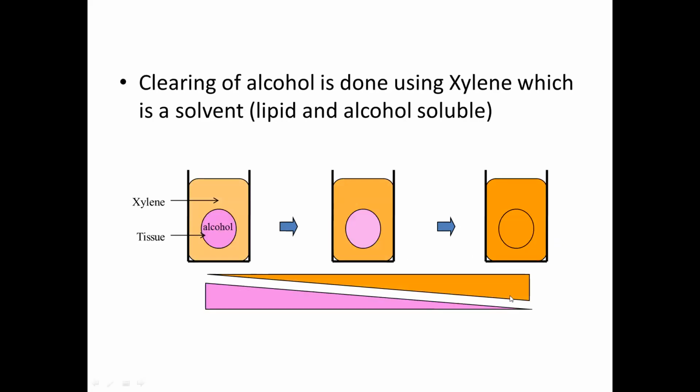Then we use what is called a clearing agent to clear the alcohol used, and the chemical we use here is called xylene. Xylene is a bit of a dangerous chemical and you have to use it in a proper lab under what is called a fume hood. What this does is to remove the alcohol. So we put the tissue which has 100% alcohol inside it into a solution of xylene. We replace the xylene again until all the alcohol is replaced by xylene. Alcohol reduced, xylene increased.